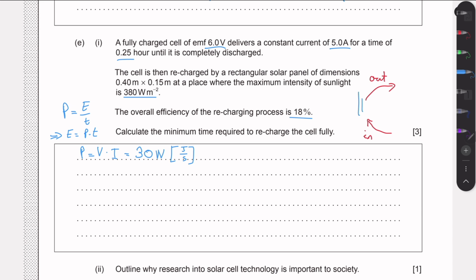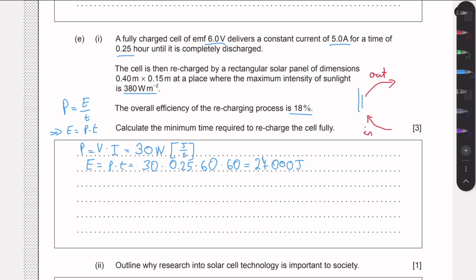But we don't only operate it for 1 second, we operate it for 0.25 hours. So we need to convert this into seconds. Energy is power times time. So 30 watts, and we need to convert the time into seconds. Well, 0.25 times 60 for minutes, times another 60 for seconds. And so this will be 27,000 joules. So we need to supply an equal amount of energy into the cell if we want to recharge it fully.